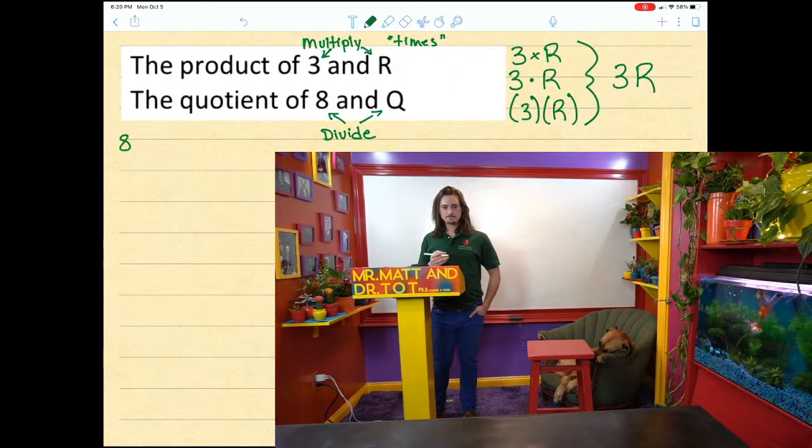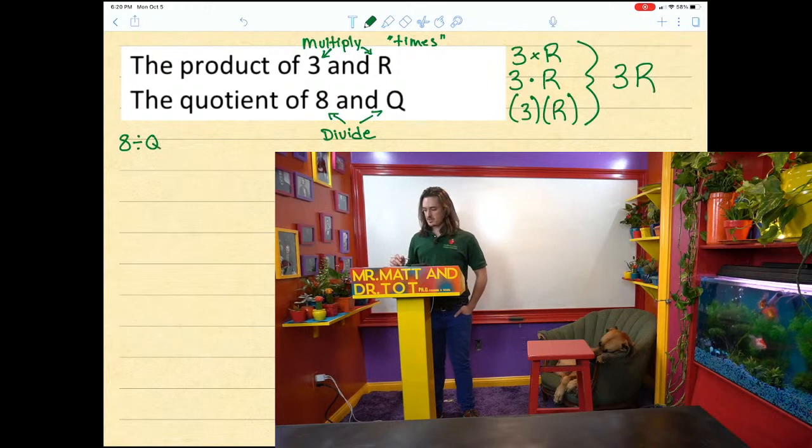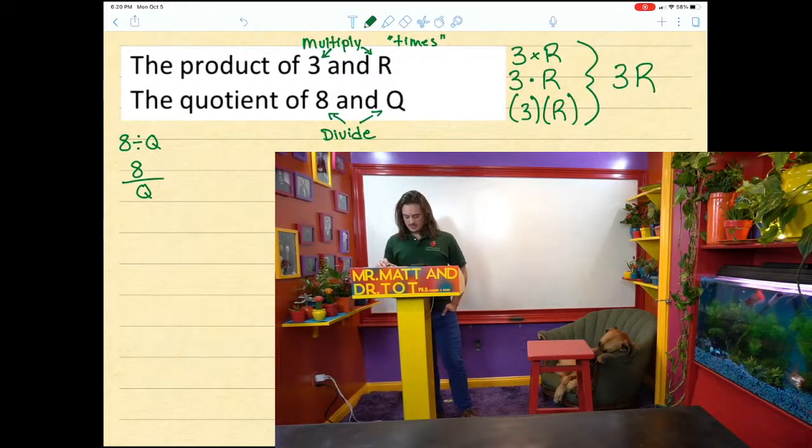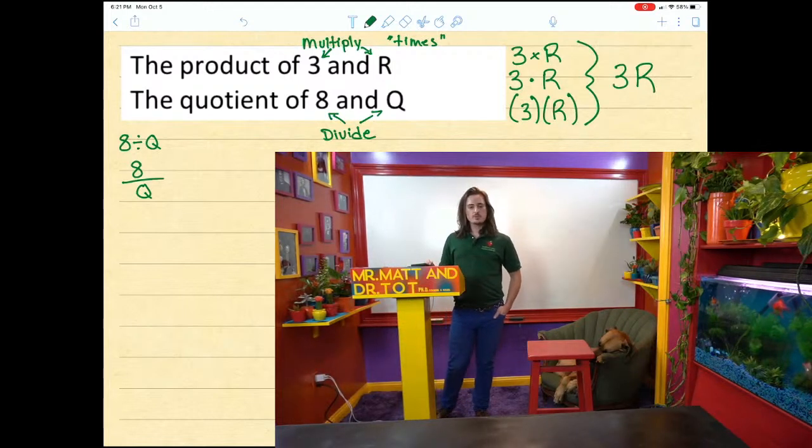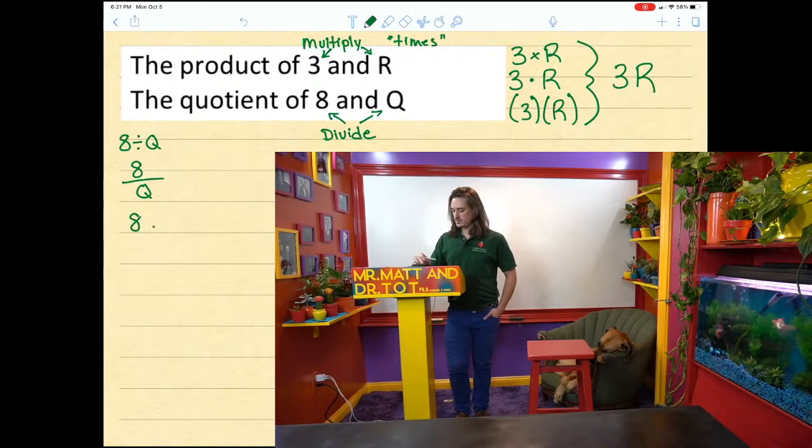Okay? If you have any questions, please let me know. Otherwise, I'd like you to take a look at these two problems, and please convert these algebraic expressions into words. I'll give you 3 minutes.